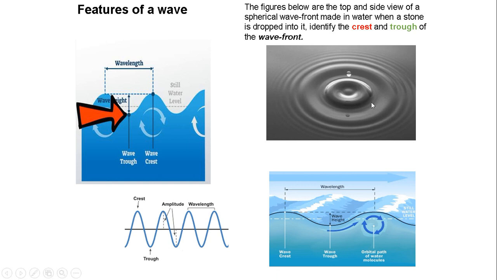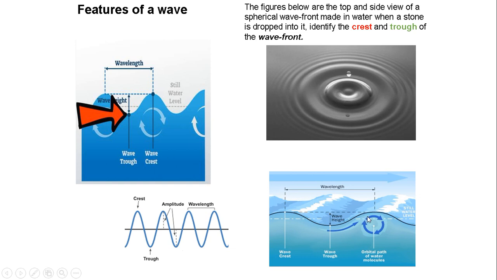If this is a water wave, what are the things you can find? What is this top called? What is this bottom called? The top here is called the crest or the peak of the wave, the highest point of the wave. So we have a highest point here, and another here, and another here.